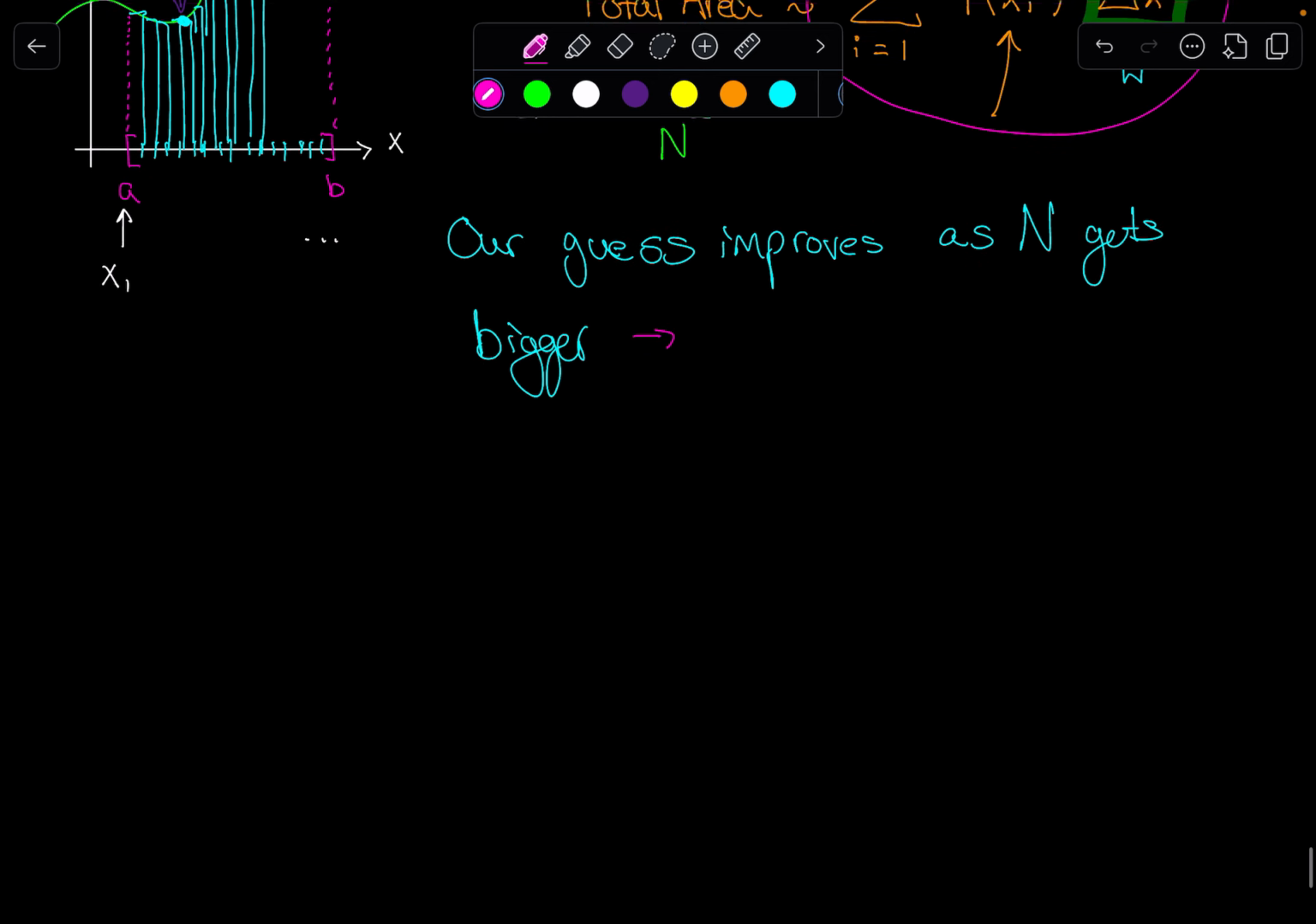So let me rewrite this down here. This means that our total area, in theory, will become a perfect guess if we're adding up all of these little heights, the f of x sub i's, times these little delta x's, these widths. But instead of going from 1 to n, we're going to use our calculus tool.